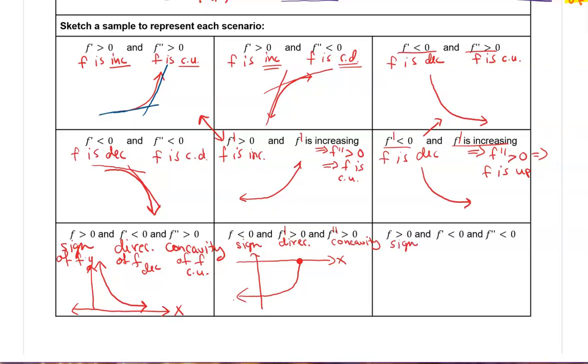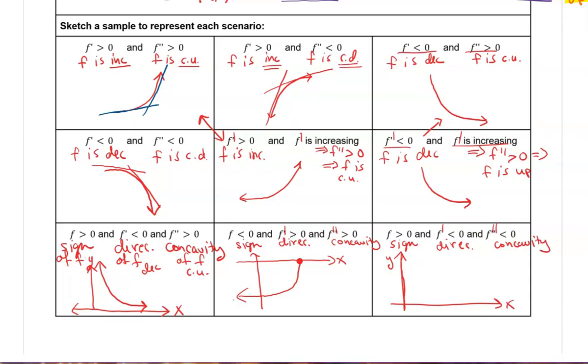So f is positive, so entirely above the x-axis. And then that's being contrasted with the sign of f prime, which is negative. That'll tell me the direction of f. It'll be going down the whole time. The sign of f double prime is negative. That tells me the concavity of f. f will be concaving down the whole time.